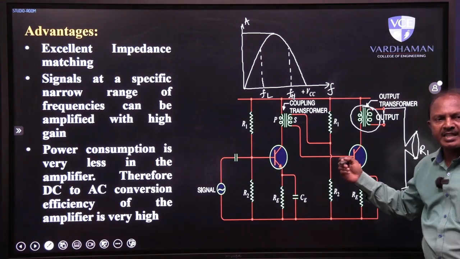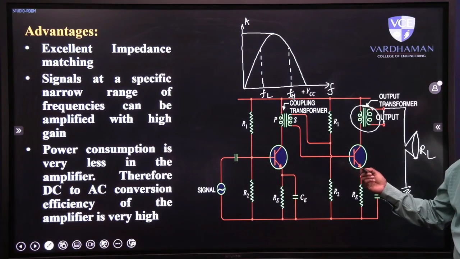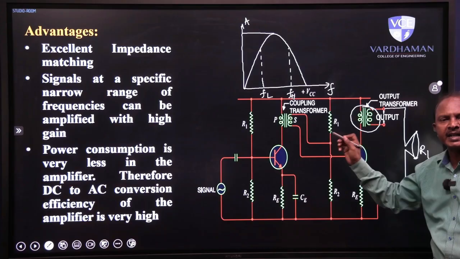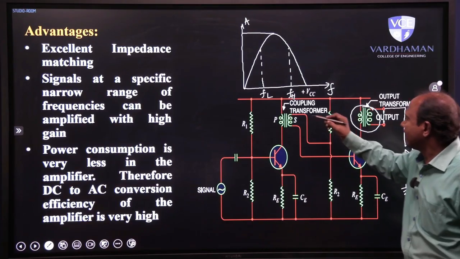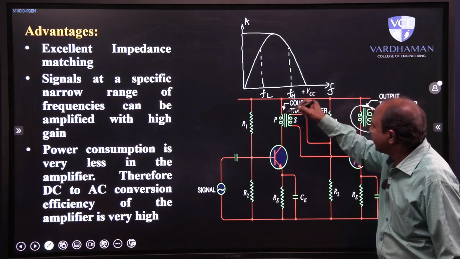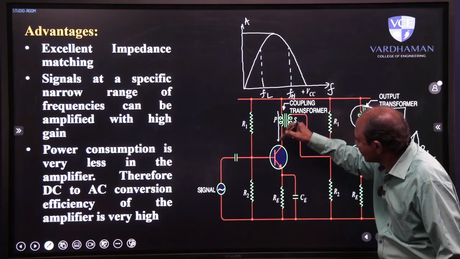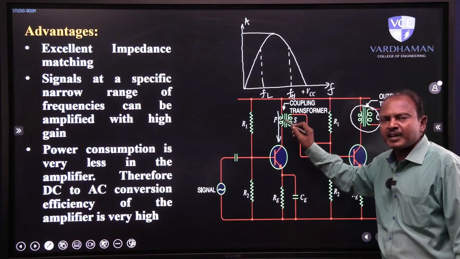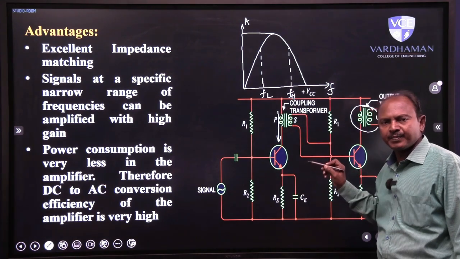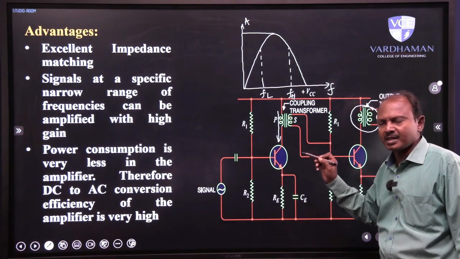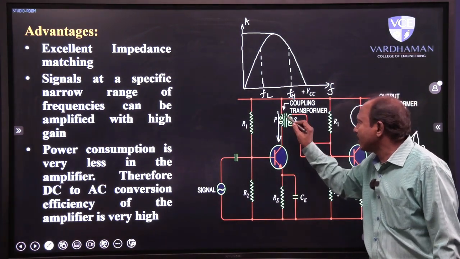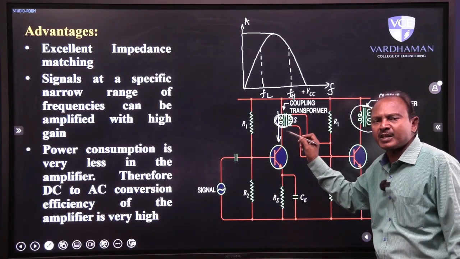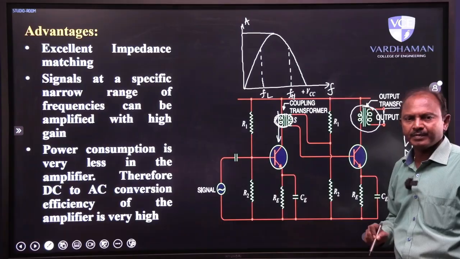Third one, power consumption is very less in the amplifier. When you are using transformers as the load at the load section, when the DC current from the power supply is passing through this transistor, this primary winding of the transformer will act as a short circuit for DC, ideally, and therefore the amount of DC power wastage at the primary winding of the transformer will be 0 ideally.